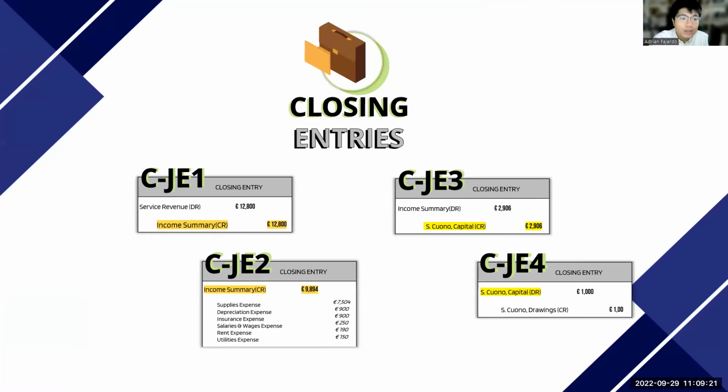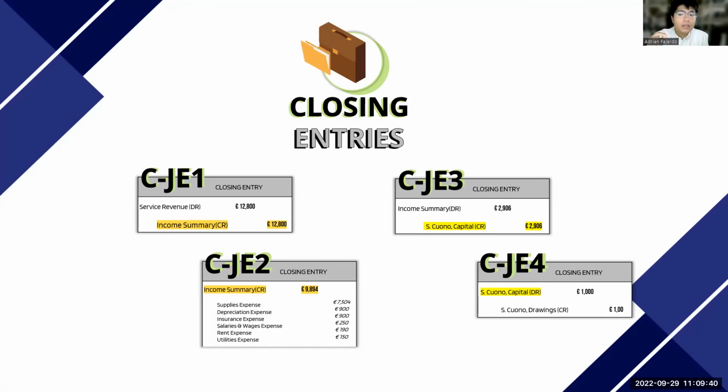So ang maganda kay closing entries, they're all the same 4 closing entries every period, regardless of the company. Just make sure to memorize the arrangement. Number 1, close your revenue accounts to your income summary. Close your expense accounts to your income summary.